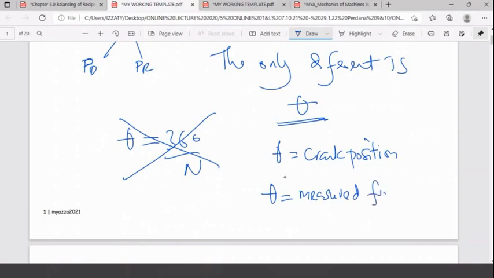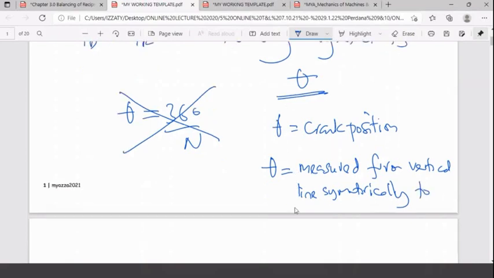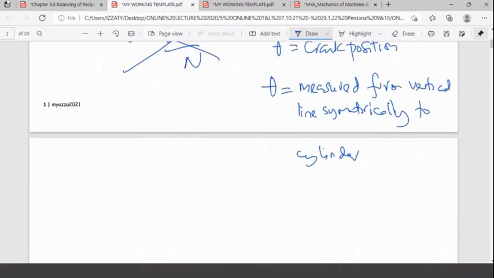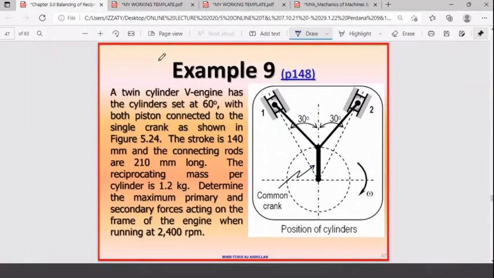from vertical. From the vertical line, symmetrically to the cylinder. What does it mean? Supposing you have this one. Symmetrically, yeah? So this one you have one.